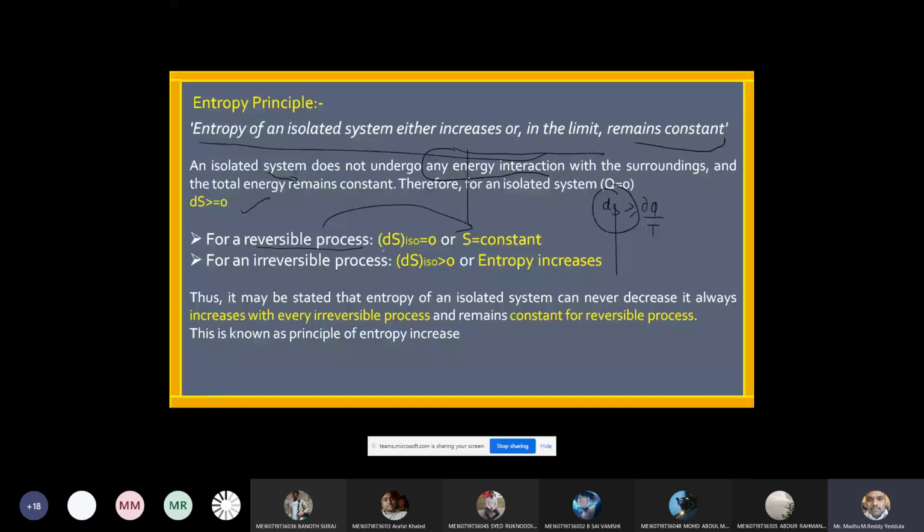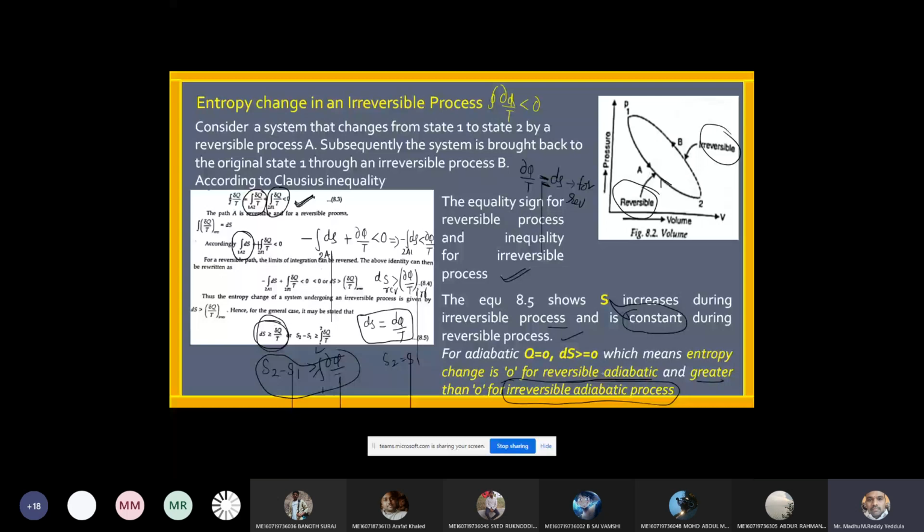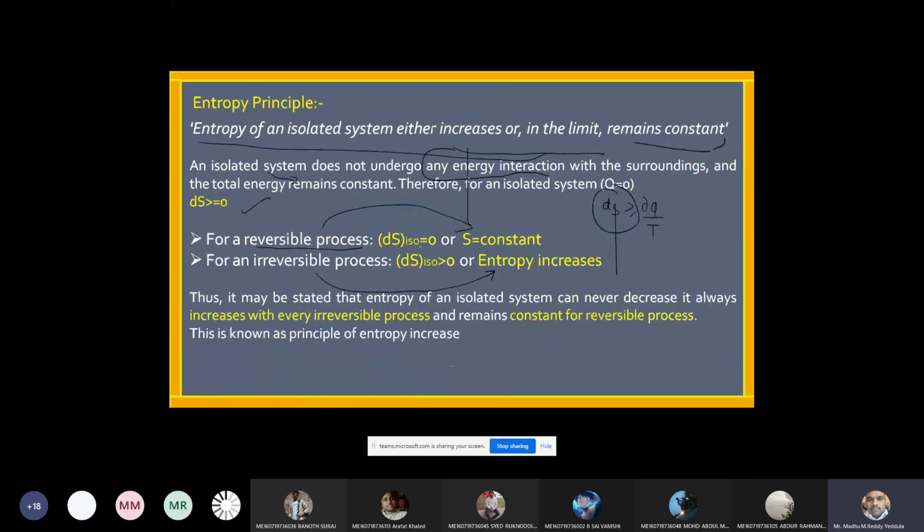So in previous slides also same. So the entropy change is greater than zero for irreversible process. The entropy change is zero for reversible process. Entropy change is zero means entropy is constant. Okay, the same thing here I am going to state that is called entropy principle.